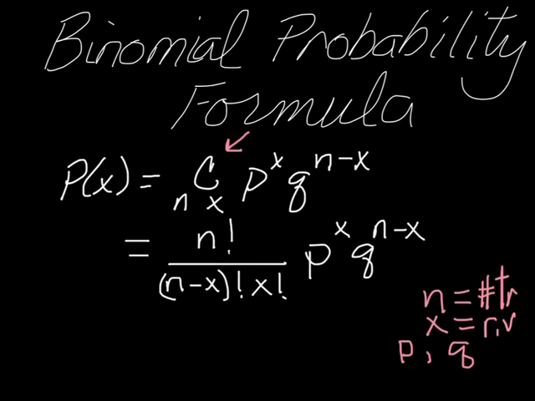Now, as you can see, it's a combination of n things, the number of trials, taken x, the specific random variable, at a time. Then you take the probability of success and raise it to the x power, and the probability of failure and raise it to the n minus x power. And if you'll remember, this part is just the combination formula for n things taken x at a time. Now, that's the basics of the formula. So let's go on and talk about how it works and why these parts come about the way they do.